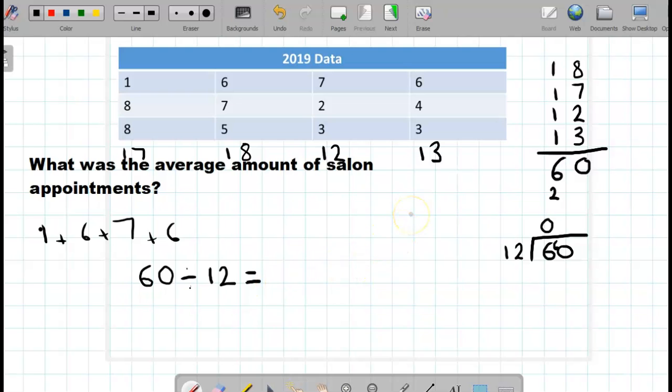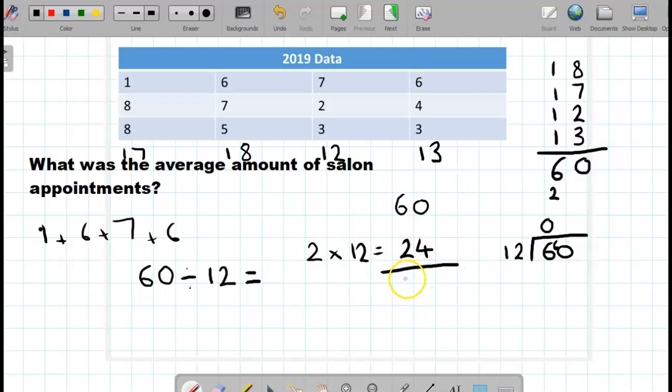So another method you can call upon here is something called chunking, which is where we use our multiplication facts to get to the answer. I know perhaps what 2 times 12 is, so I could write the number that I'm aiming to get to and writing 2 times 12, which is 24. Take that off 60.